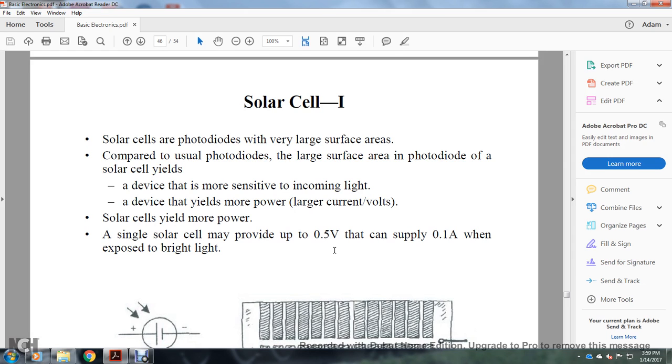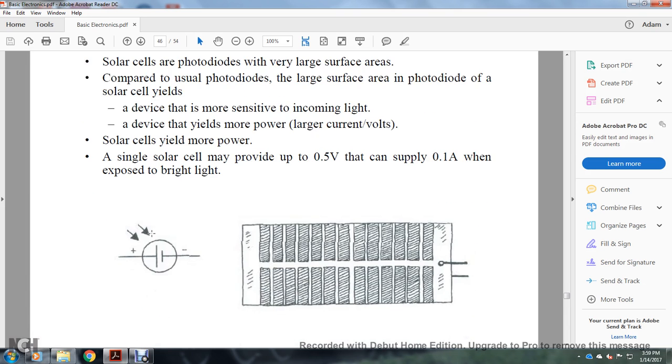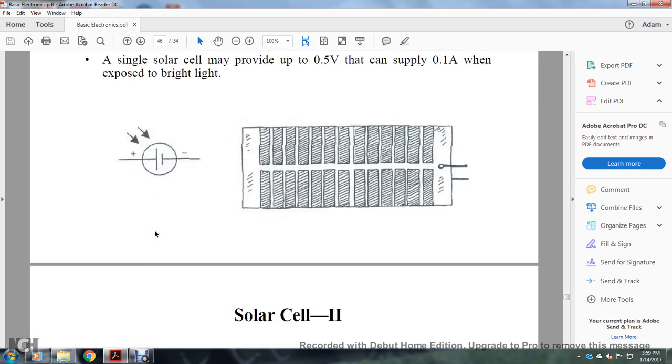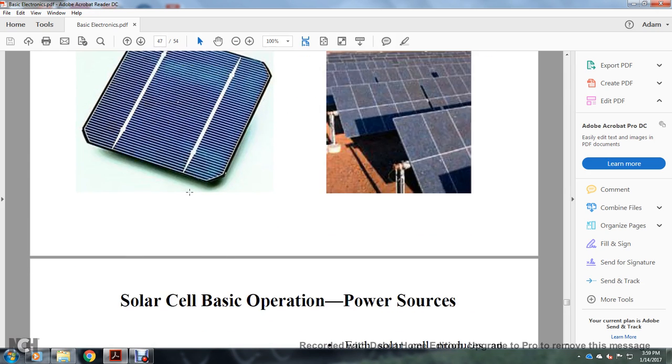Solar cells are photodiodes with very large surface areas. Compared with a photodiode, the large surface of a solar cell yields a device that is more sensitive to incoming light and should yield more power. A solar cell yields more power with larger current and volts. A single solar cell can provide 0.5 volts and supply up to 1/10 of an ampere when exposed to bright light. It shows a solar cell looks like a battery in a circuit with a diode. Solar cell.